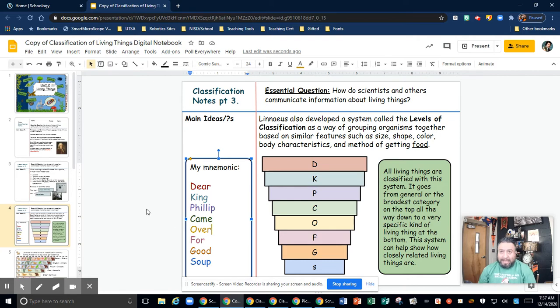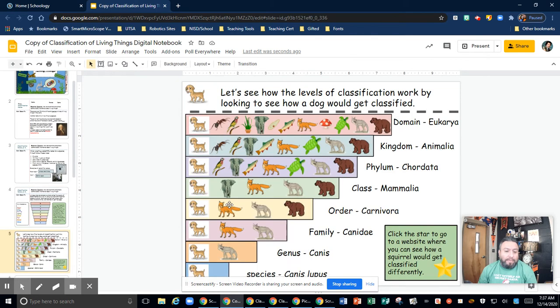All right? Just like you remember the planets, right? Mercury, Venus, Earth, Mars, Jupiter, Saturn, Uranus, Neptune. My very excellent mother just served us nachos. All right? Same thing. All right, moving on.